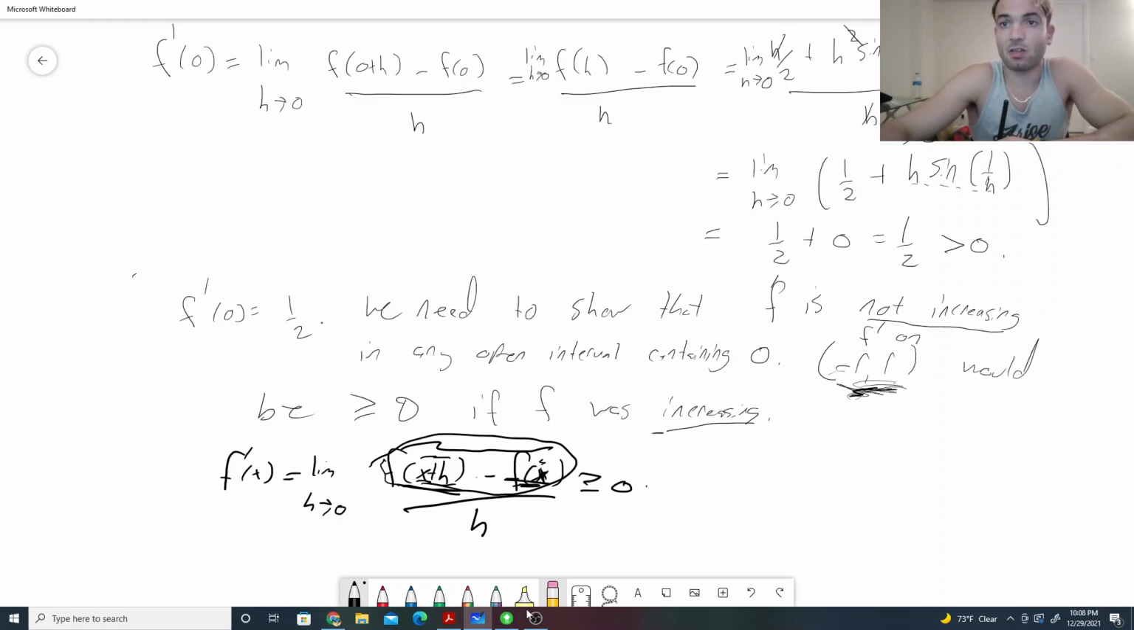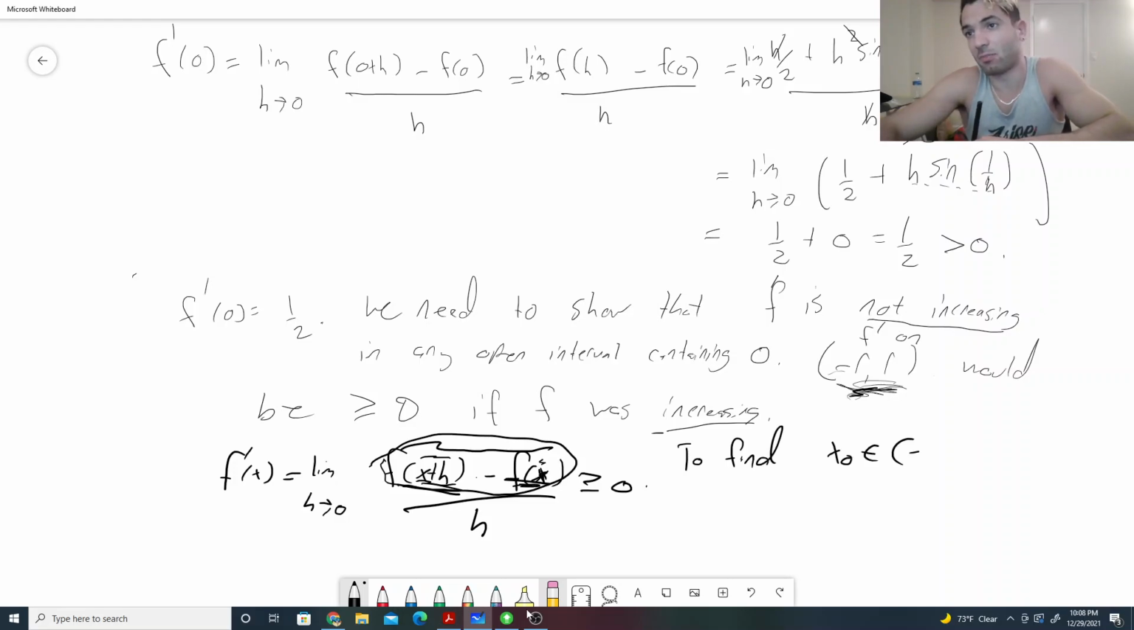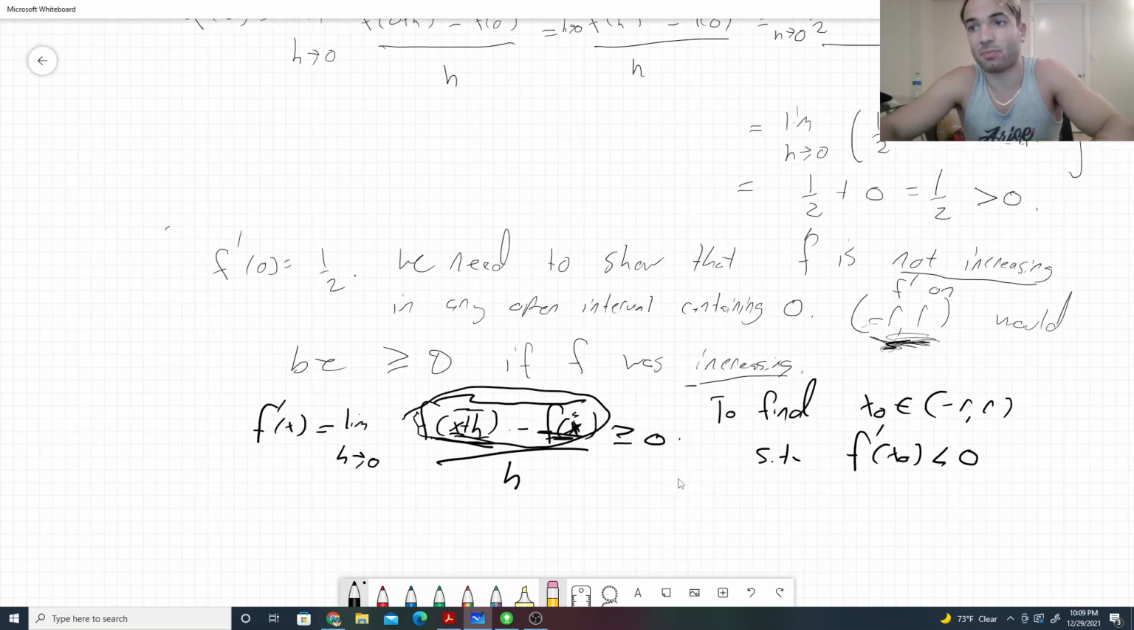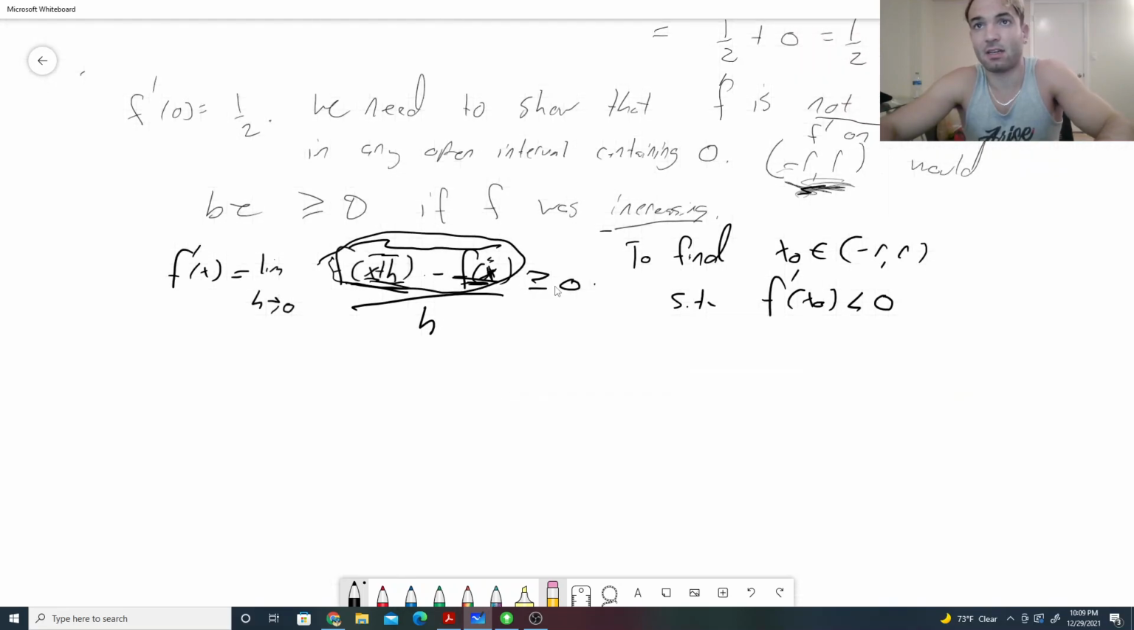So to contradict this for the proof, we just need to find, say, x naught, an element of -r to r, such that f prime of x naught is less than 0. If we do this, we would find something that would contradict this piece right here, this derivative being greater than or equal to 0. So let's do that.